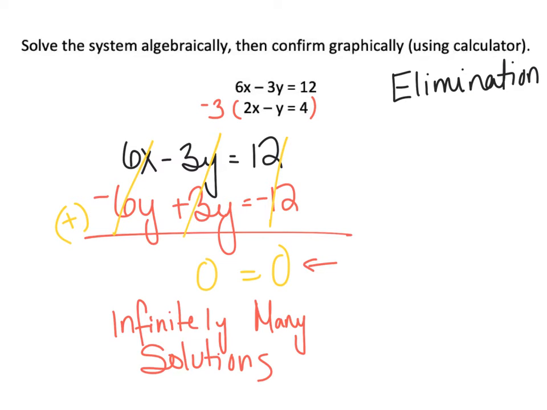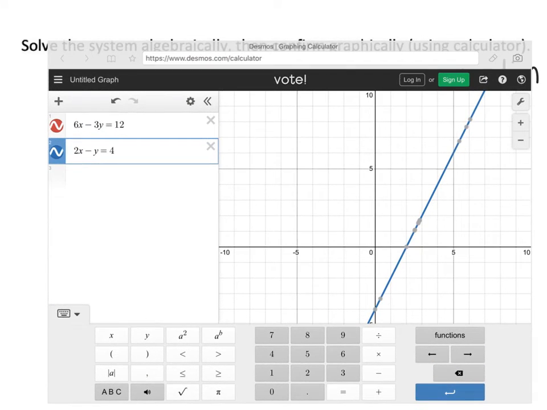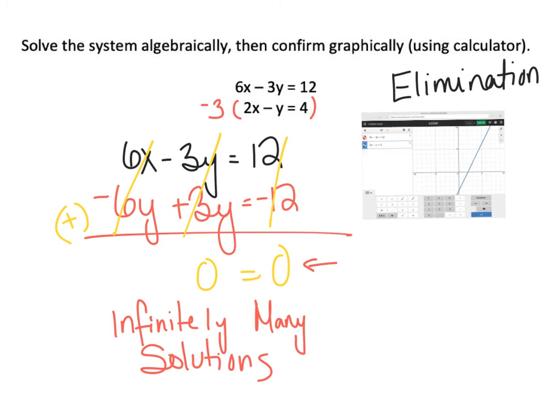If we were to graph these, we would see that we have the same line, and I'll show you that with the website Desmos very quickly. So here's the website, desmos.com, the graphing calculator, and I've entered my two equations. In red is the first and in blue is the second, but you can't even see them because they're directly on top of each other. If I tap the one equation, it should switch to red, and there you can see, tap the blue, red, blue, they fall directly on top of each other, and this confirms that I do have infinitely many solutions.